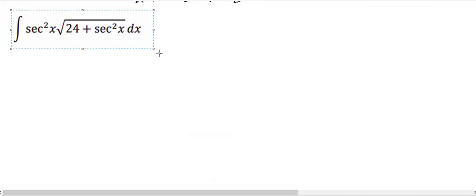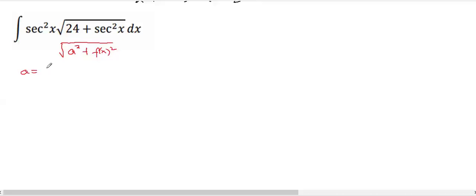Ano yung itsura nito? Meron tayong square root of a squared plus f of x squared. So, ang a natin ay square root of 24. Ang f of x natin ay square root ng non-constant. That would be secant of x.